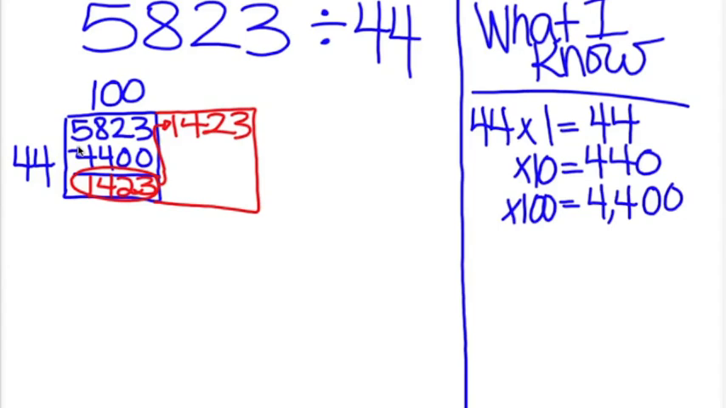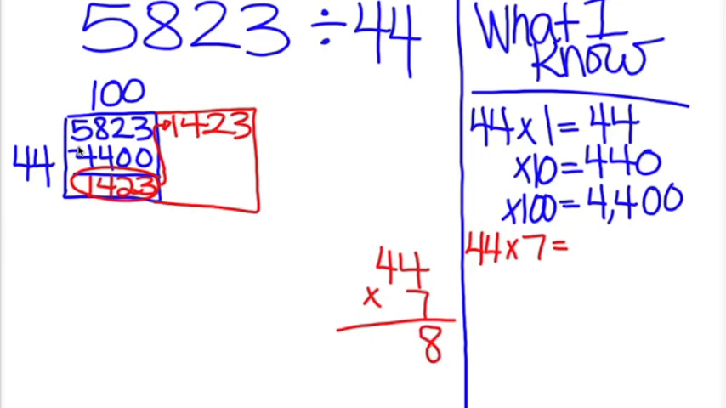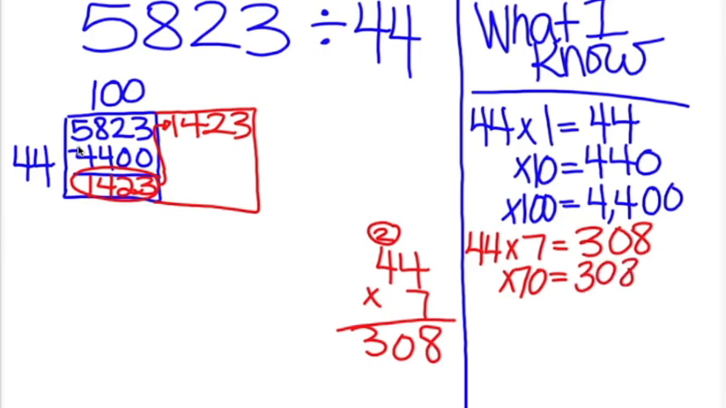44 times 70? Okay. So let's start with 44 times 7. So I'm going to go ahead and do that right here. 44 times 7 is what? 4 times 7 is what? 28. Carry the 2. 4 times 7 is 28, plus 2 is? So 44 times 7 is 308. Now we really know 44 times 70 is what? 3,080.